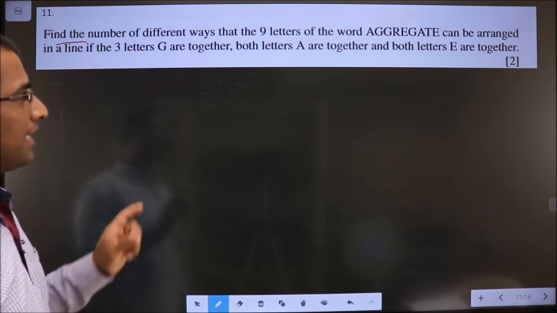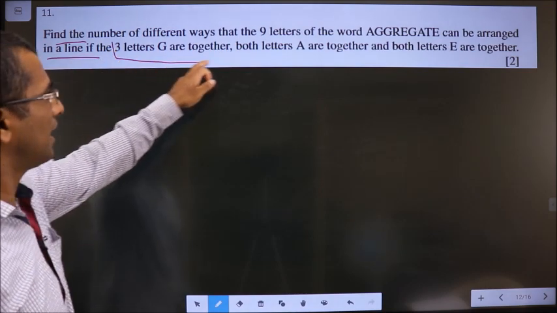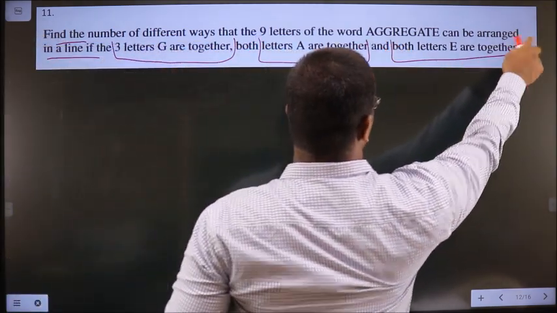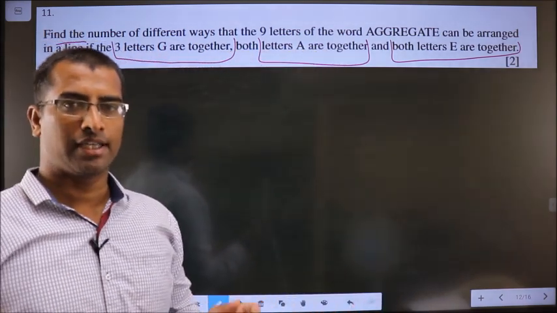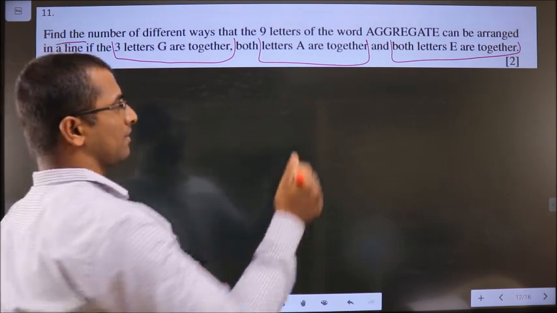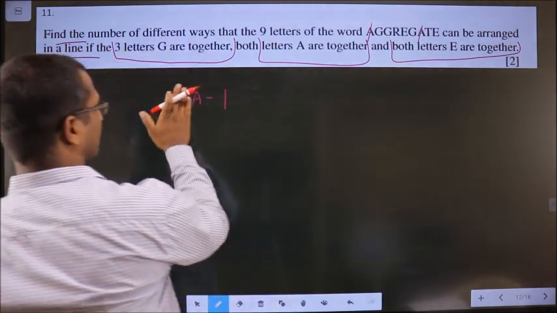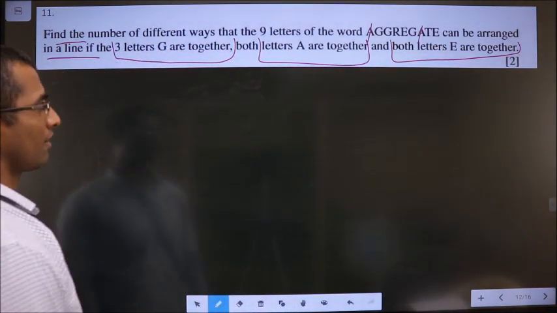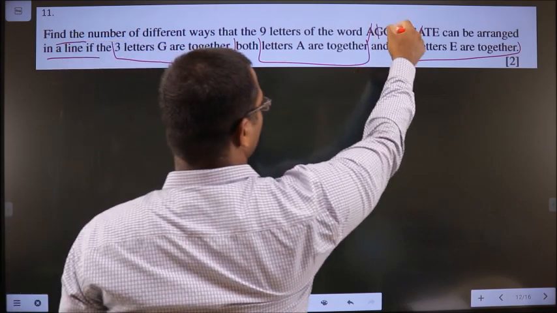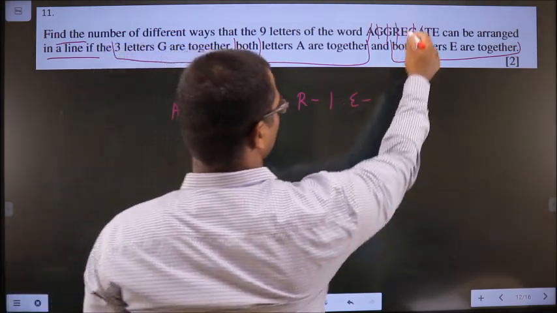Question 11. Find the number of different ways that the 9 letters of the word aggregate can be arranged in a line if the 3 letters G are together and both letters A are together and both letters E are together. Whatever should be together, we consider them to be one unit. Before that, let us write how many times each letter has come. A has come twice. G has come thrice. R has come once. E has come twice.